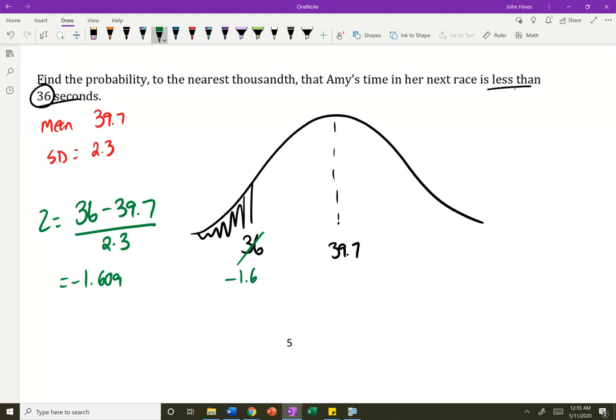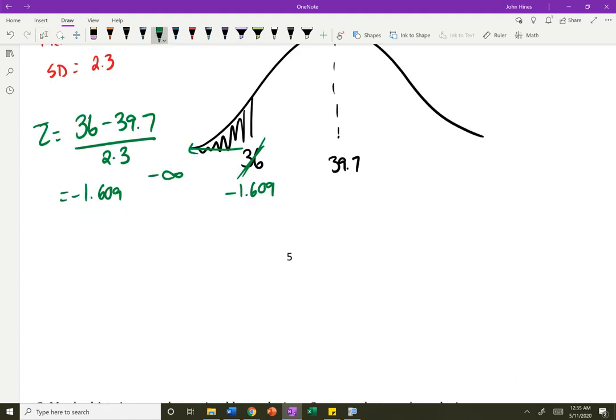So I'm forgetting about 36. I'm done with that. I standardized that. I made it a z value. And I want to be smaller than that. So I'm going all the way down to negative infinity. So I'm looking for the probability that z is less than negative 1.609. I'm going all the way down to negative infinity. That's my low. That's my high.